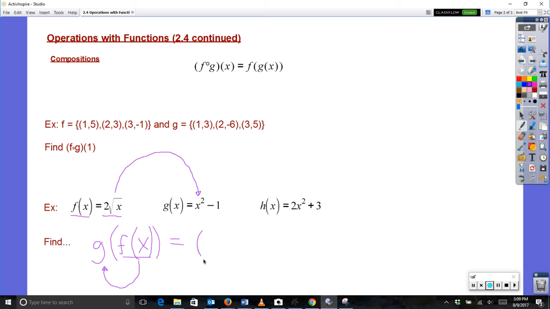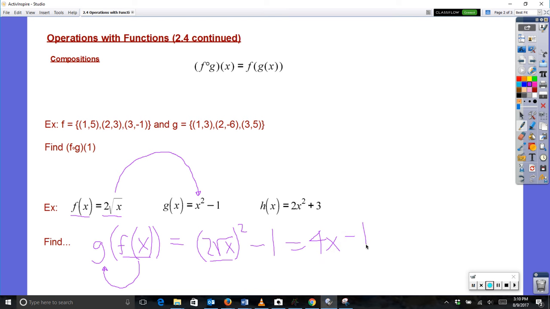So what we would do is we'd say in place of x, I'm taking 2 root x, I'm squaring it, and I'm subtracting 1. So you see it has that format of x squared minus 1, something squared minus 1, but we replace the something. Now we simplify. So since the 2 root x is attached to one another, I can square. So 2 squared is 4. Root x squared is actually just x, and it would be 4x minus 1.